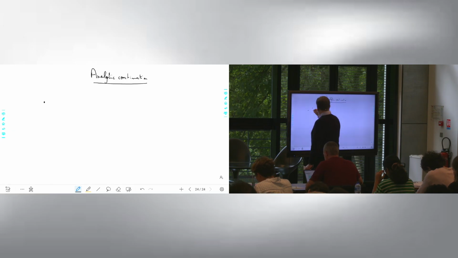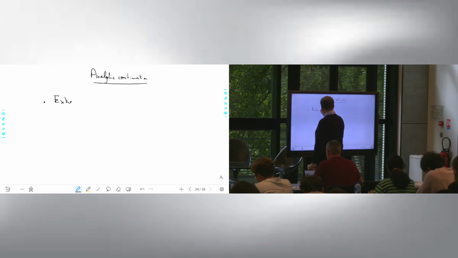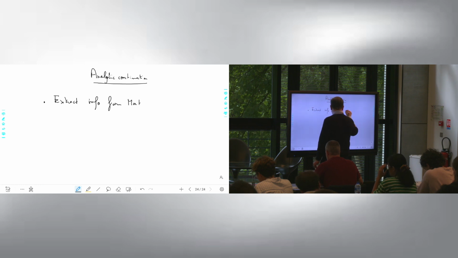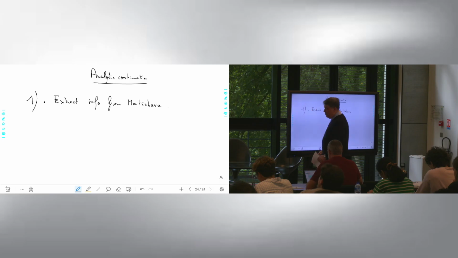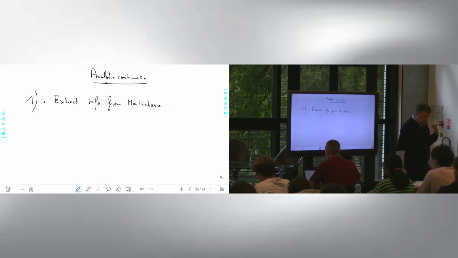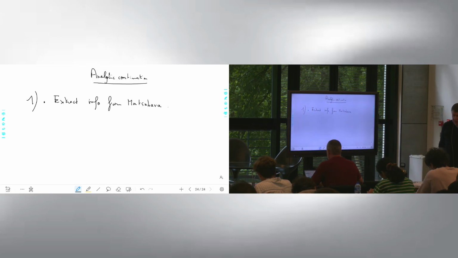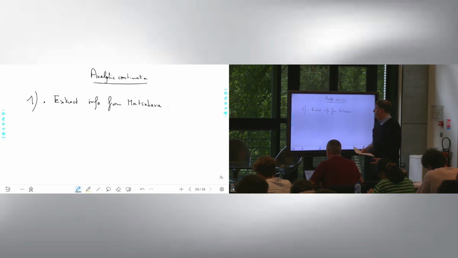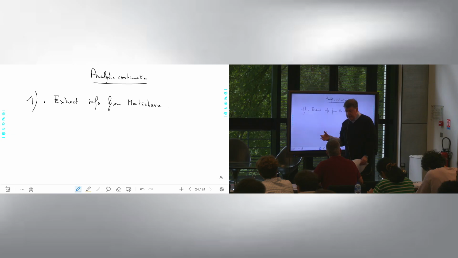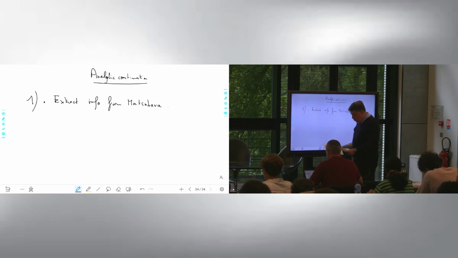First, we are going to extract as much information as possible from Matsubara data. And that's really the key. That's number one. You're going to try to understand your system, understand its physics from the Green function in Matsubara data, because that's by far the safest thing to do. If you can't do that, and so the question is, what can you extract from the Matsubara data?